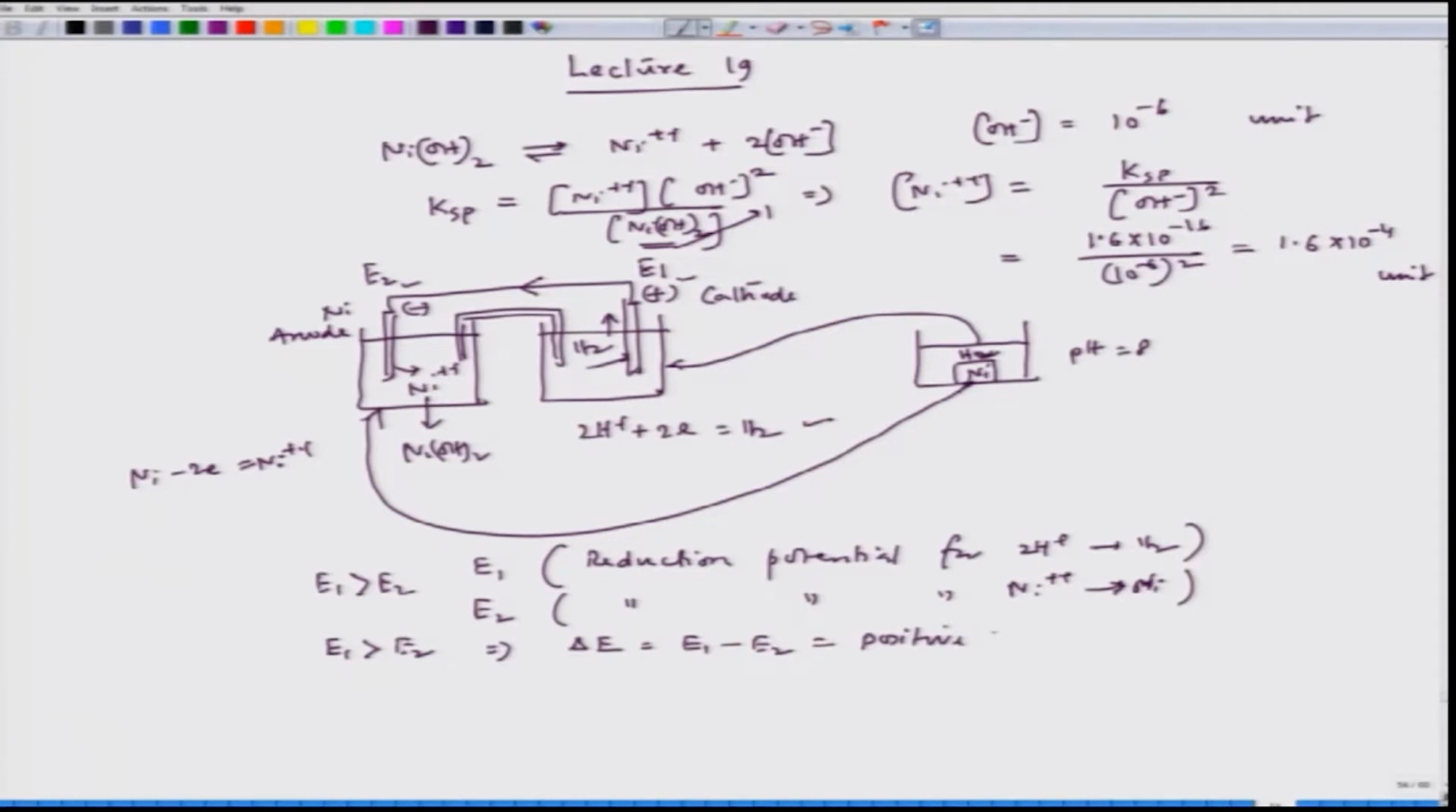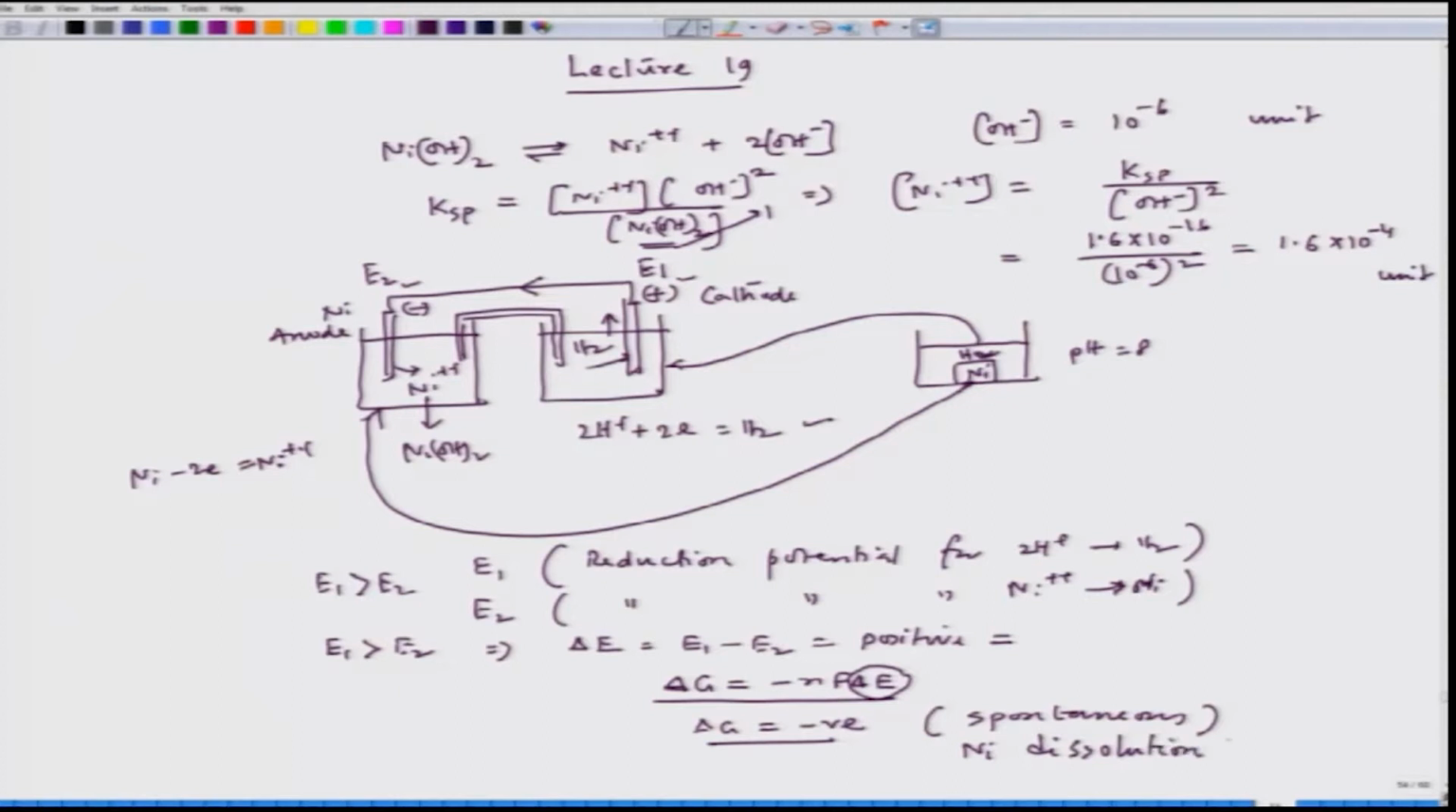And if it is positive, then since we know del G for the reaction is equal to minus nF del E, where del E is the cell potential, and if this is positive, then del G would be negative. Once del G is negative, we can say that the reaction is spontaneous. Since we are considering nickel dissolving, nickel dissolution, or nickel corrosion, is spontaneous.